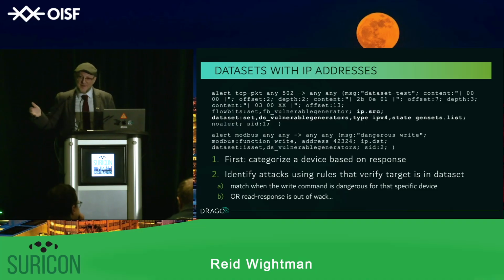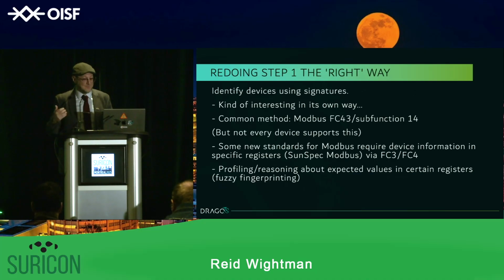And if the response matches, I would put it in this data set. I would put the source address of the packet in this data set, which I'm just going to call DS vulnerable generators for now. And I would back that data set up with a file, the gensets.list file. Then I would have a second rule that looks for the write operation. So this would be that Modbus address 42324, and I would look for somebody trying to write to that Modbus address. And if the IP address of that write is in that data set, then I would actually make an alert. So this is actually pretty good, right?